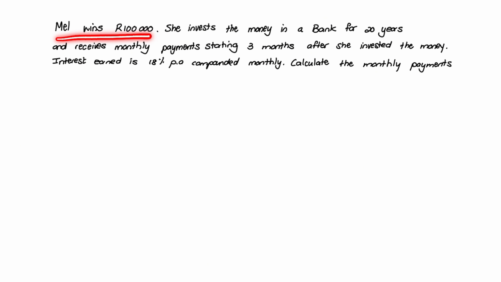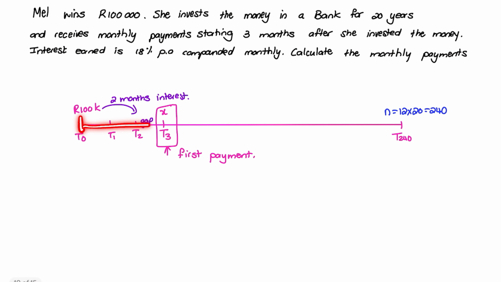Mel wins 100,000 Rand. She invests the money in a bank for 20 years and receives monthly payments starting 3 months after she invested the money. The interest earned is 18% per annum compounded monthly. Calculate the monthly payments. By now, you would know that I like to use timelines when working with financial mathematics.